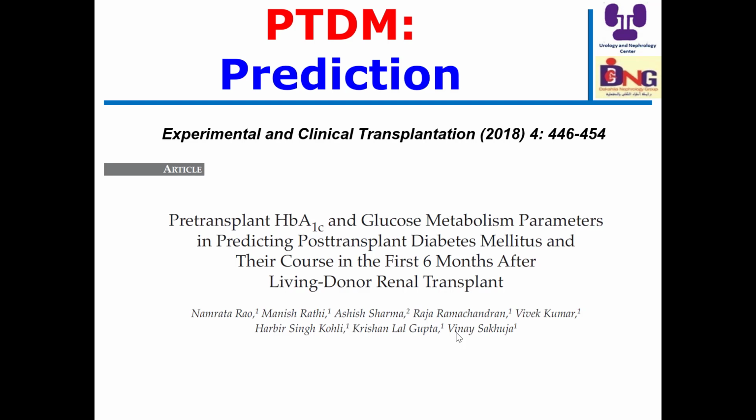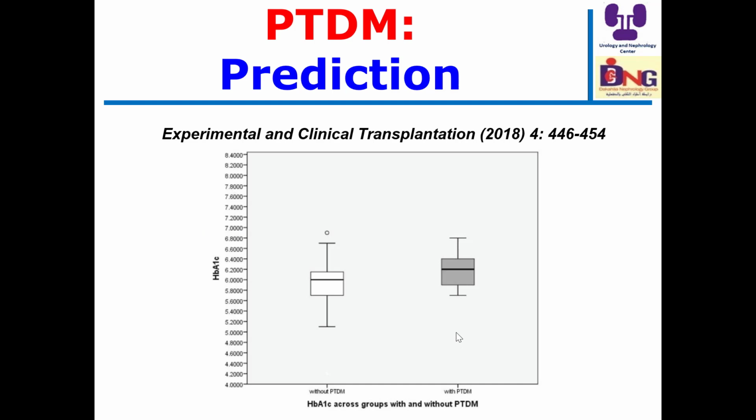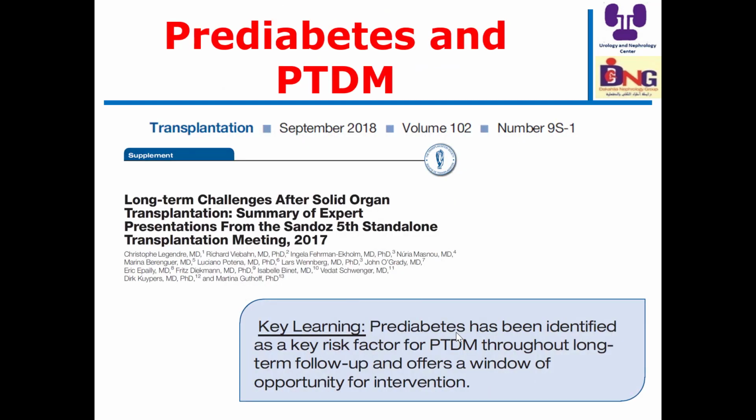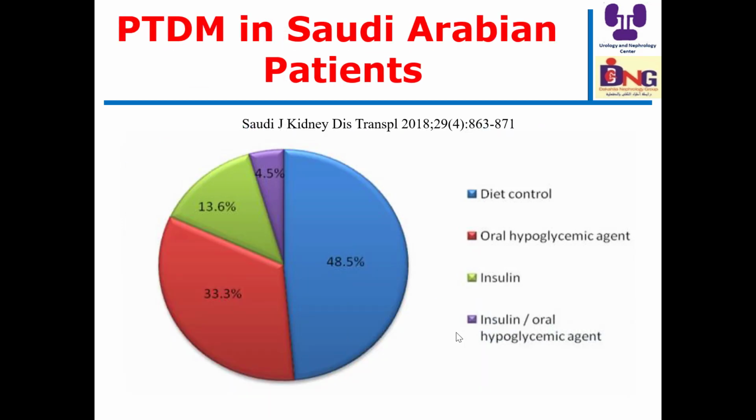This is the pre-transplant hemoglobin A1C. If it is high, in the pre-diabetes range, please be more careful, because these patients may be at more risk for development of diabetes. As you see here, pre-diabetes has been identified as a risk factor for post-transplant diabetes throughout long-term follow-up, and offers a window of opportunity for intervention and for prevention of development of diabetes. This is why I am so interested in diagnosing pre-diabetes.